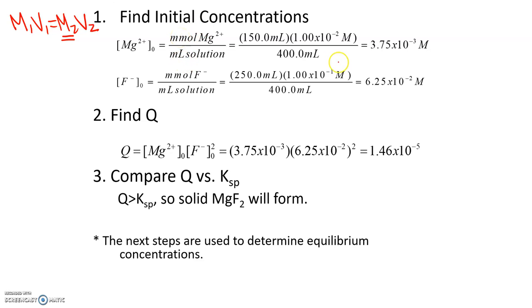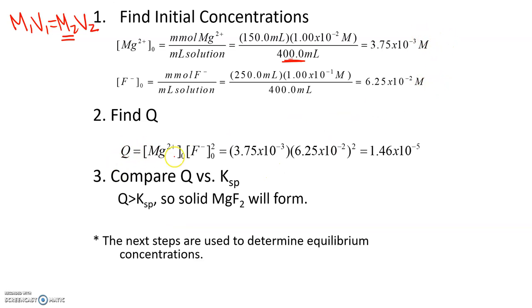I just used really small numbers, and I didn't want to have to make these times 10 to the negative fifth or something you could have. So we calculated the initial concentration of the magnesium and the fluoride using the dilution equation. And remember that your final volume is going to be the sum of the two volumes that you're given in the question. And I got my two concentrations.